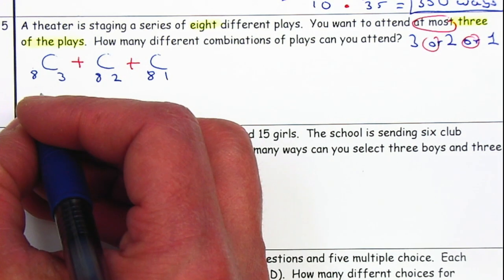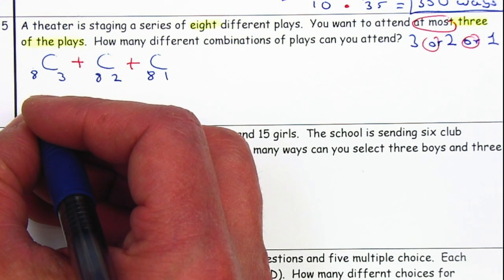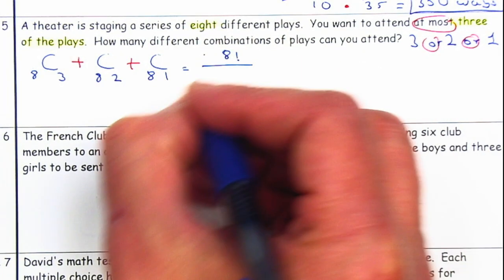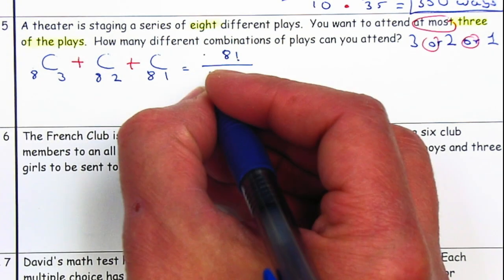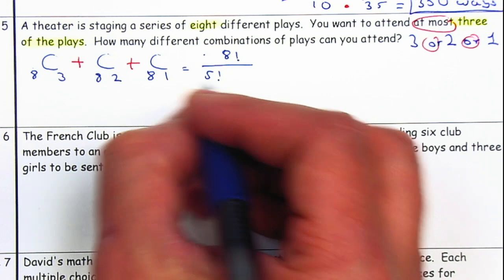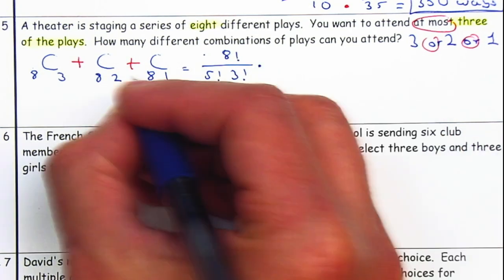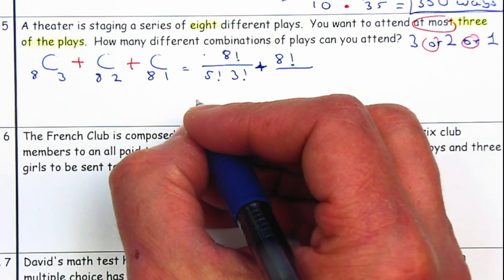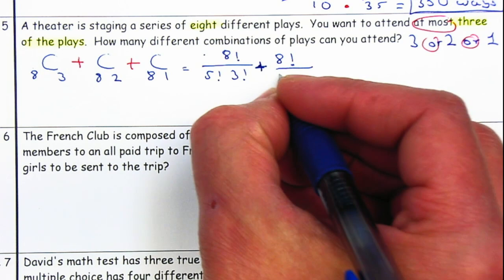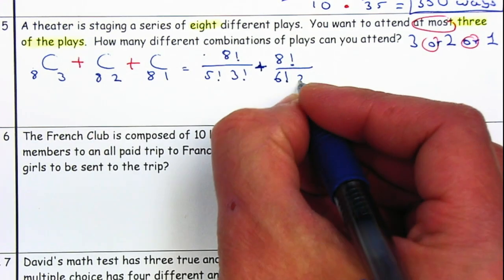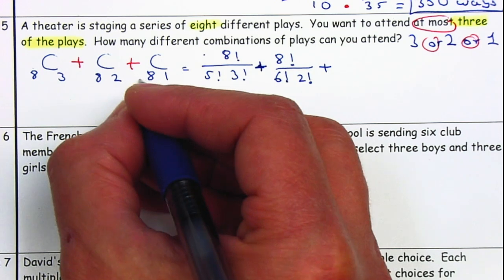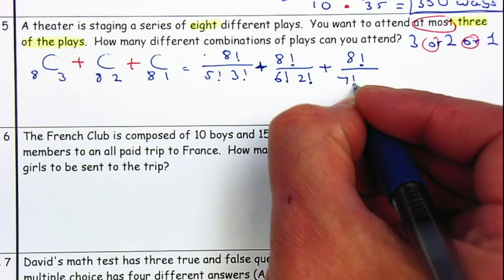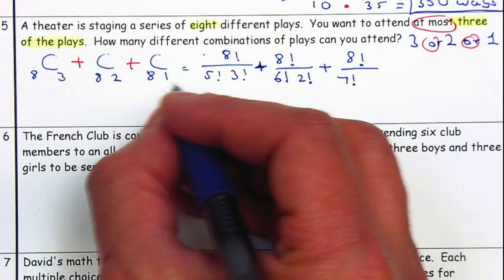In this case, this will be expanded as 8 factorial over 8 minus 3, which is 5 factorial, times 3 factorial. The next one will be 8 factorial, with a plus in between, over 8 minus 2, which is 6 factorial, multiplied by 2 factorial. And the last one will be 8 factorial on top, and the denominator will be 8 minus 1, which is 7 factorial, multiplied by 1 factorial.